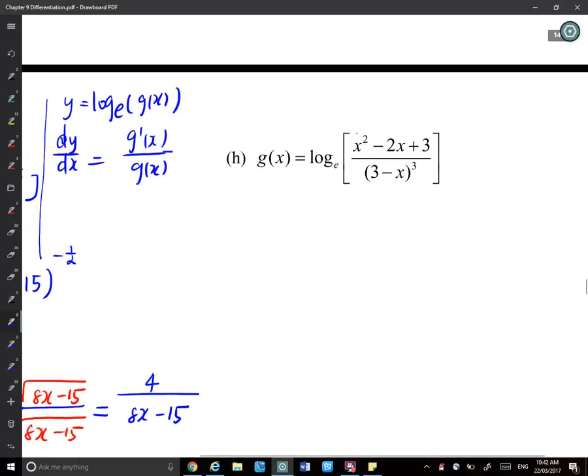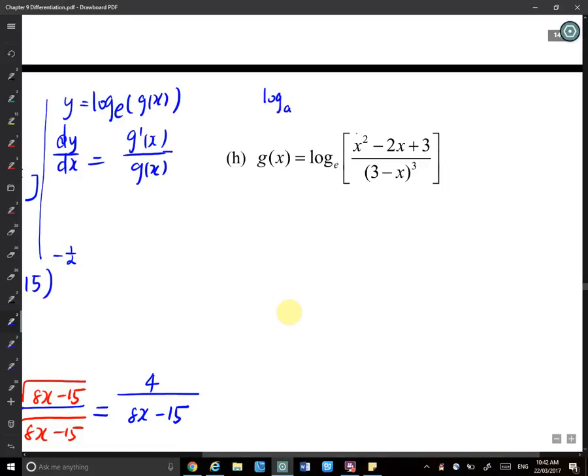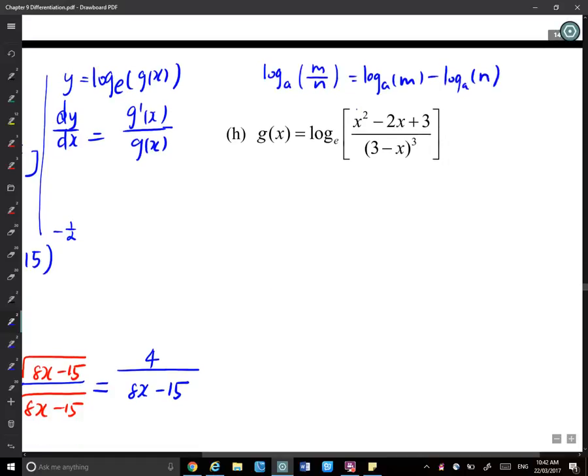But remember, when you do logs, try to simplify the equation because the rule you have is log a m over n equals to log am minus log an. Okay, that's the formula. So you have log e, something divided by something. So gx can be simplified to log e x squared minus 2x plus 3 minus log e 3 minus x cubed.